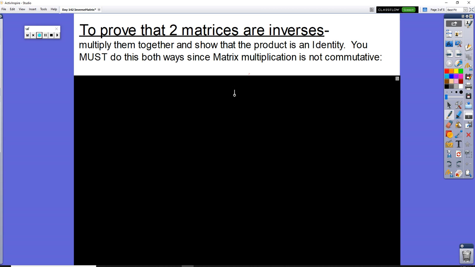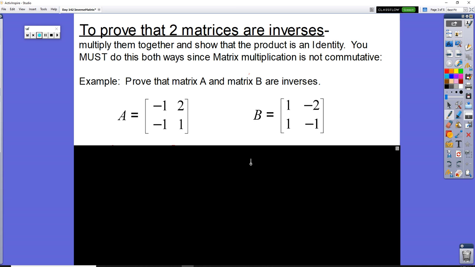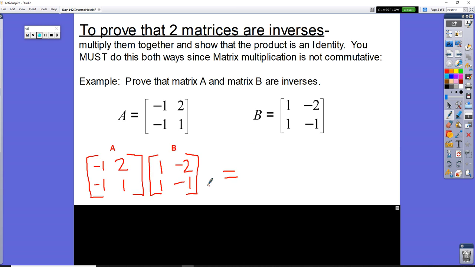And today we're going to focus only on 2 by 2 matrices, so we'll make it easy. Let's say I give you matrix A having the values of -1, 2, -1, 1, and matrix B having the values of +1, -2, +1, -1. And I ask you to prove whether or not matrix A and B are inverses of each other. So here's what you're going to need to do. Take matrix A and B and line them up and do a matrix multiplication.